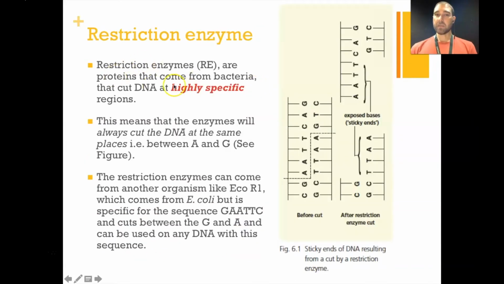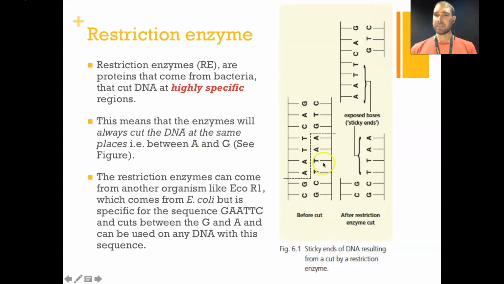They're proteins that come from bacteria and they cut DNA at specific regions. It relates to a specific sequence of DNA. So the restriction enzyme wanders along the DNA, finds the sequence that it's looking for, and then it cuts the DNA at those points. So the enzymes always cut the DNA at the specific places.